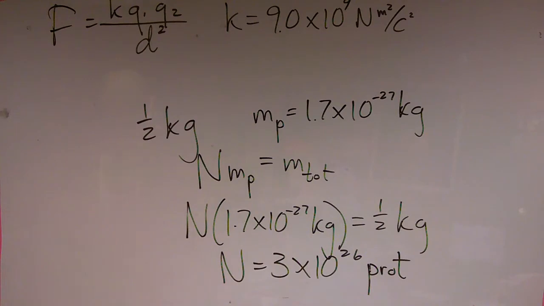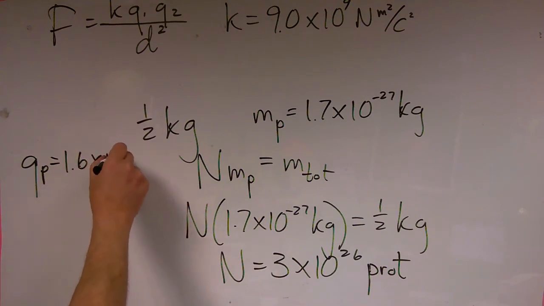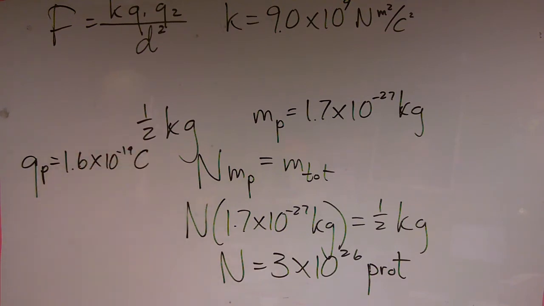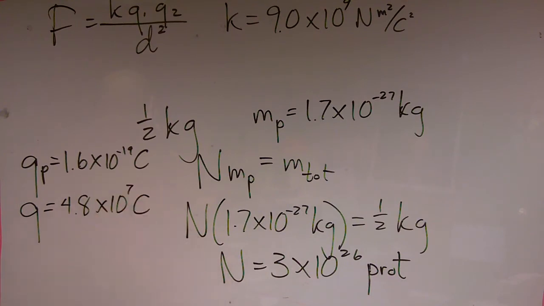Now the charge on a single proton is 1.6 times 10 to the minus 19 coulombs. If you multiply this many protons by the charge on one proton, the total charge in our half kilogram is 4.8 times 10 to the 7 coulombs, 48 million coulombs. So that's the charge on the protons in each kilogram of matter. There's about minus 48 million coulombs on the electrons, which causes normal matter to be neutral in charge.